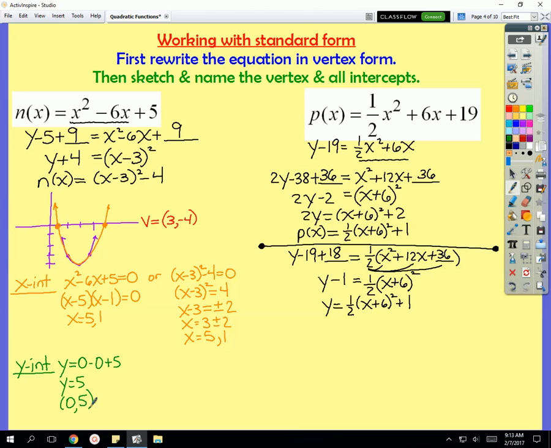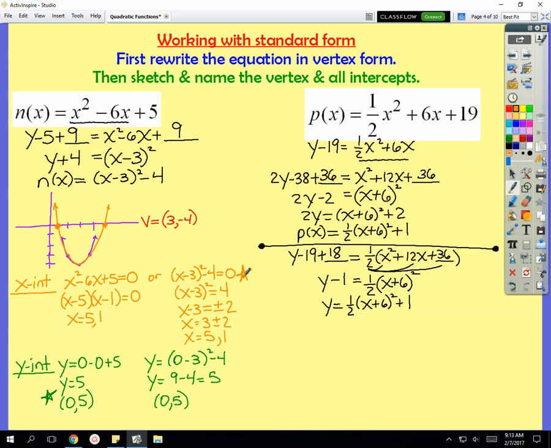But plugging the 0 into the vertex form is also easy. You would have y equals 0 minus 3 squared minus 4. Well, 0 minus 3 is negative 3, squared is 9, minus 4. That also gives you 5. So when you've got both standard form and vertex form, you have more options. But if it were me, I would use standard form for the y-intercept in general, if I have both, and I would use vertex form for the x-intercept if I have both.